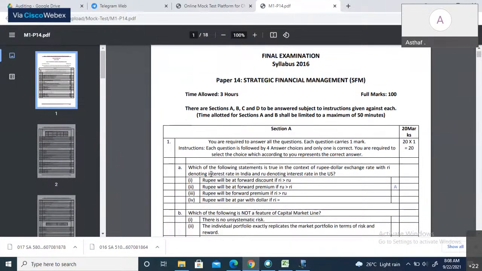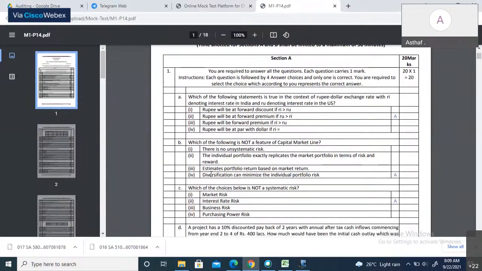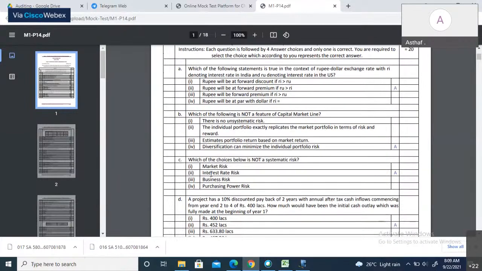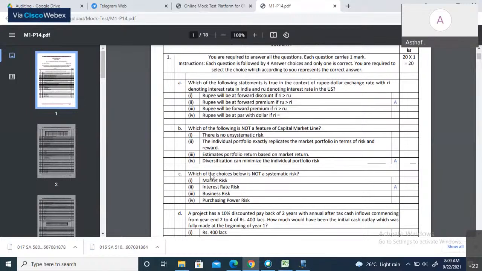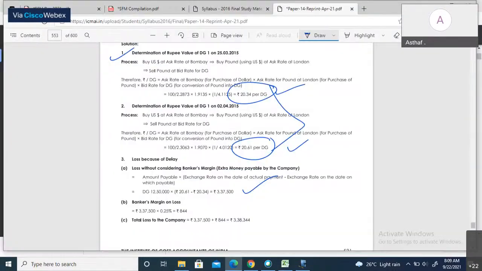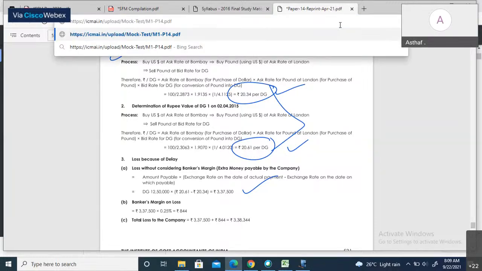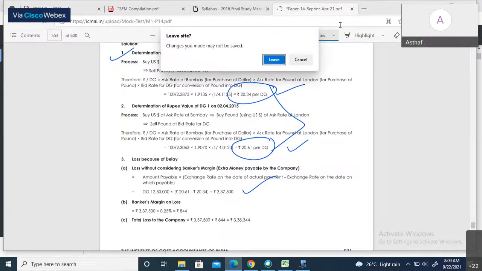See, the first question comes from Forex, capital market line. We have discussed only the problem part, but this concept we have discussed in the theory. So whatever we have discussed in the problem part, that understanding is enough for solving the problem. That is a speciality, my dears. That understanding is enough. I will repeat once again.